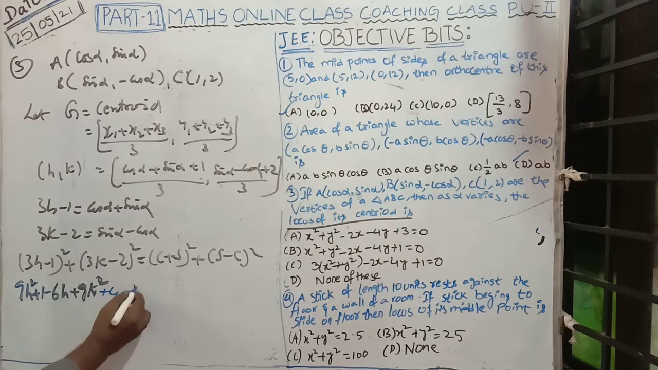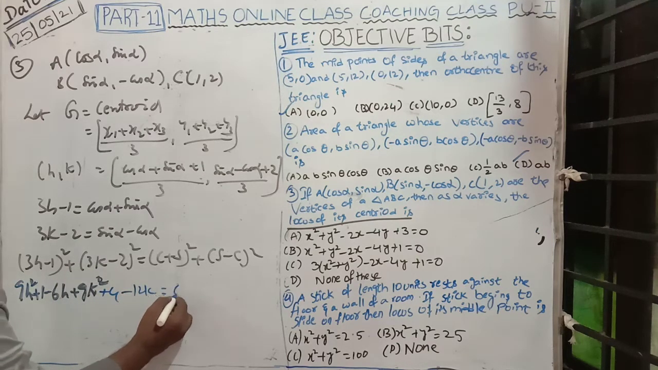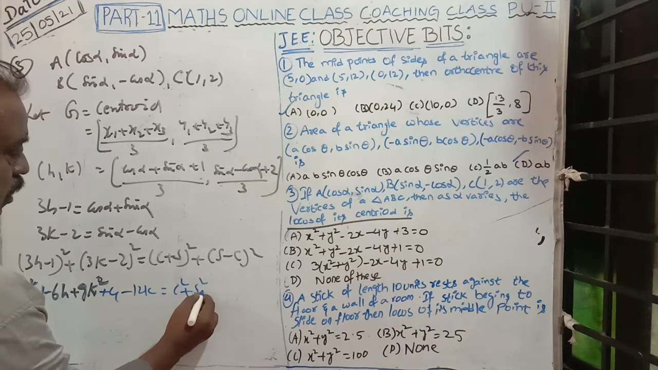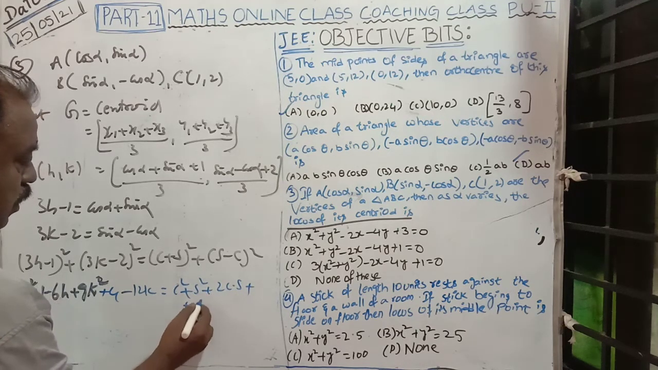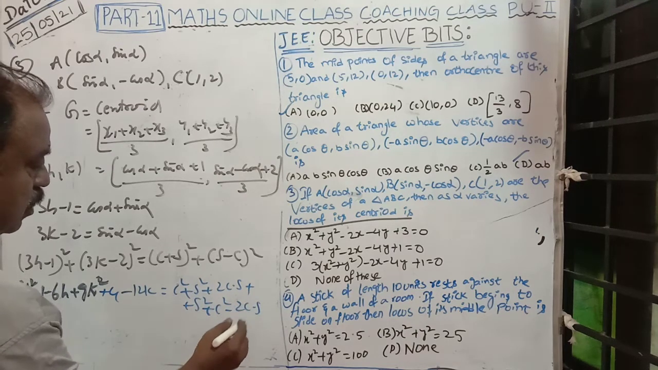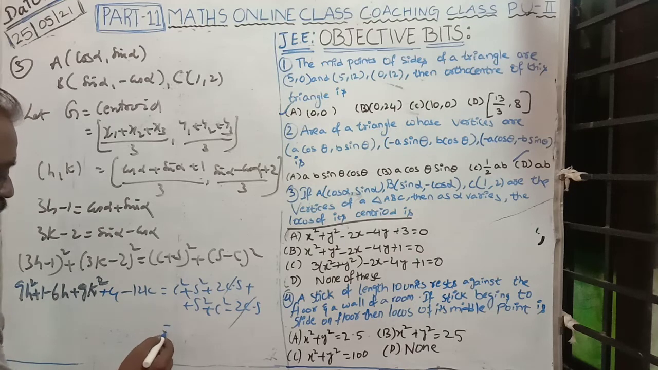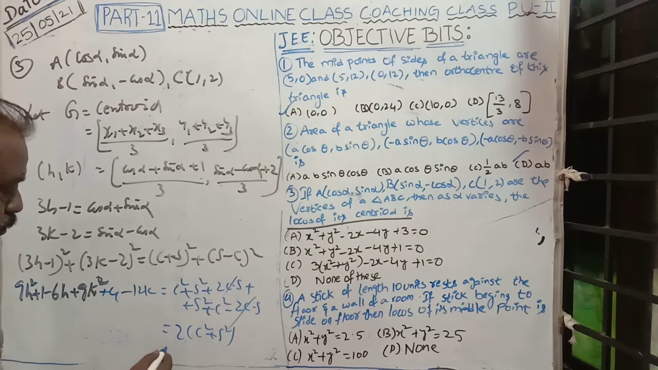Minus 6h minus 12k is equal to cos square plus sine square plus 2cs plus s square plus c square minus 2cs. Plus 3s minus 3s cancels. Here, 2 times of c square plus s square, that is 2 into 1. You know it: cos square theta plus sine square theta, cos square alpha plus sine square alpha is 1. 1 into 2 is 2.